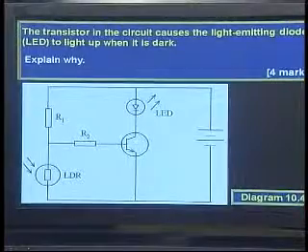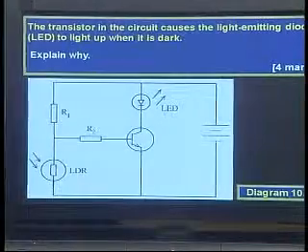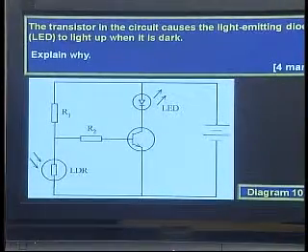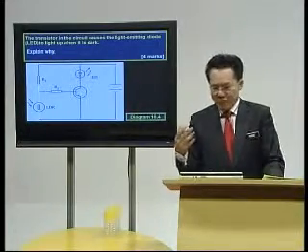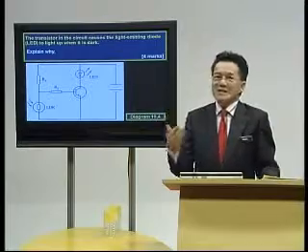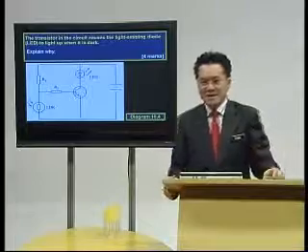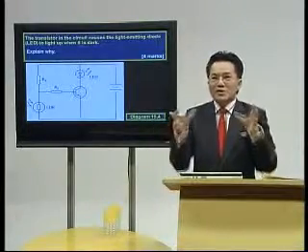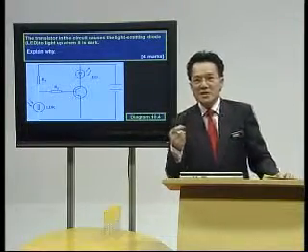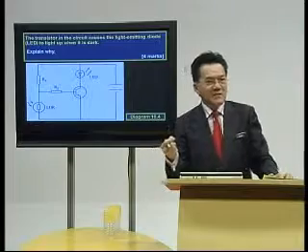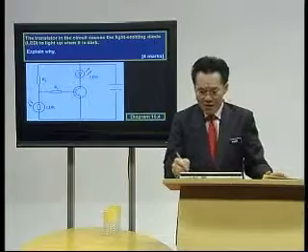The transistor in the circuit causes the light emitting diode to light up when it is dark. So this is the diagram. Now we have to explain. To explain it, basically, for 4 marks, you need to explain just 4 points. But before you can tackle this, there is something that you need to understand first. You need to use the basics of electricity. And this is something that I'm going to make very simple for all of you.